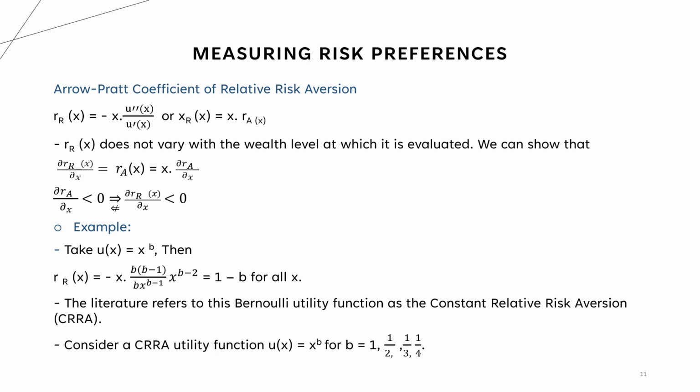So in simpler terms, it helps us measure how risk averse someone is without worrying about the amount of wealth they have. So this is a constant measure of their risk preferences. This is also known as the constant relative risk aversion, which is the CRRA utility function.